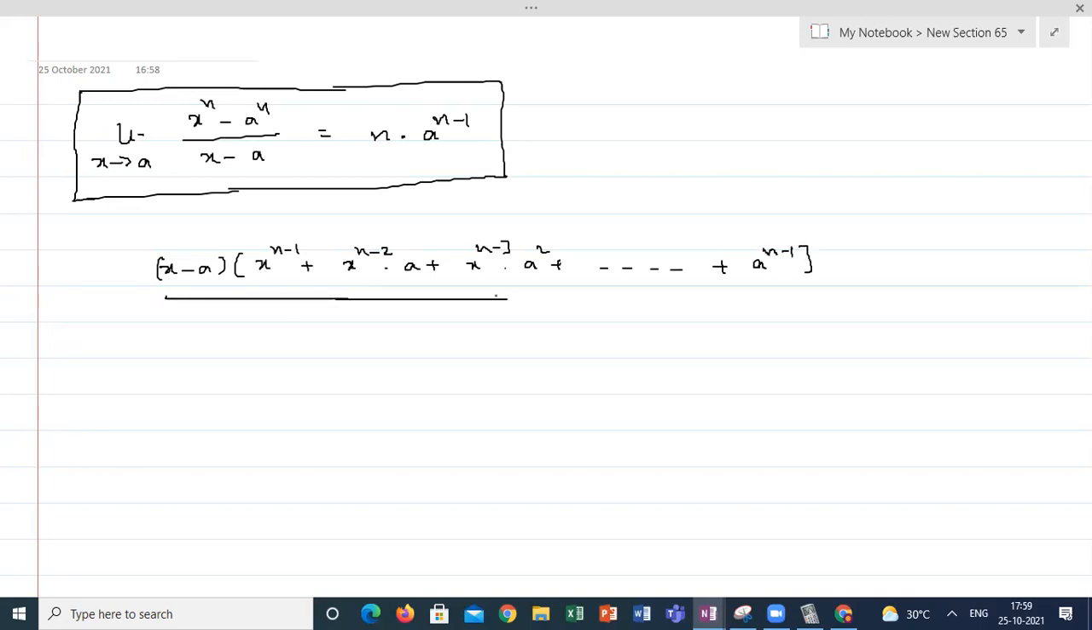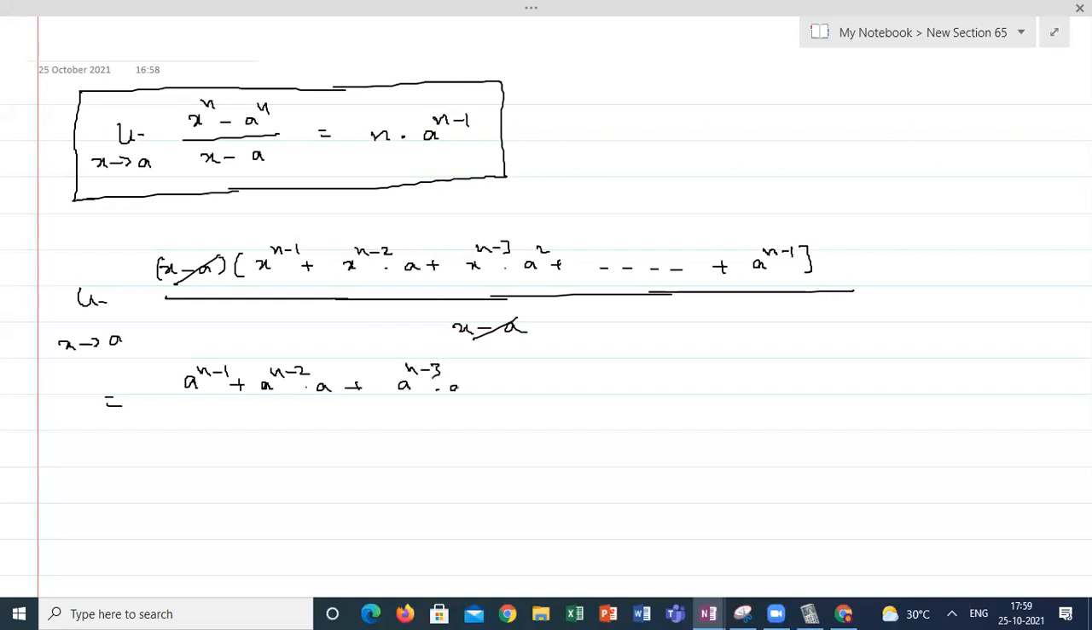divided by x minus a. If I cancel x minus a here, what will I get? Only this expression remains. Limit x tends to a. If I substitute a, I get a power n minus 1 plus a power n minus 2 into a plus a power n minus 3 into a plus and so on, a power n minus 1. So each term is a power n minus 1, and there are n such terms. So finally we will get n times a power n minus 1.